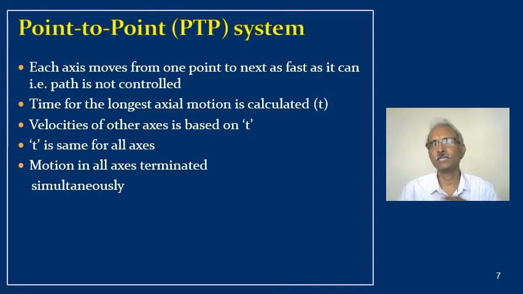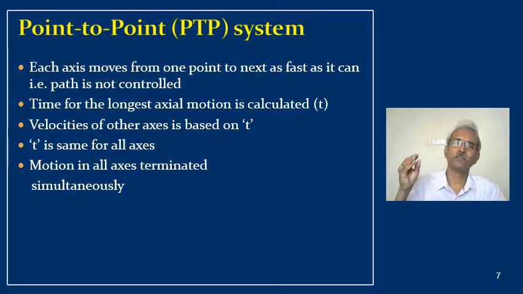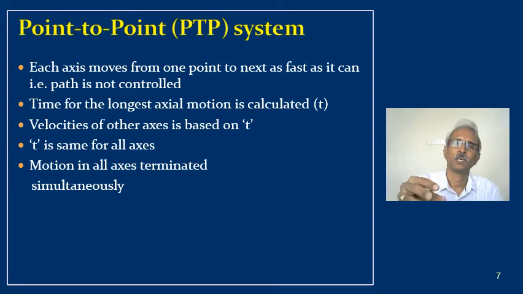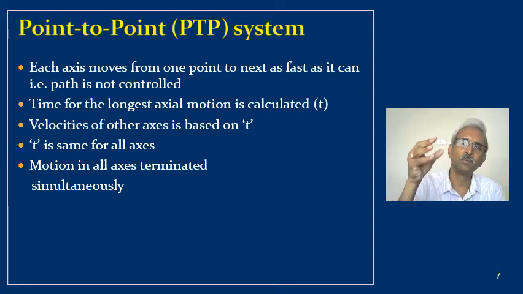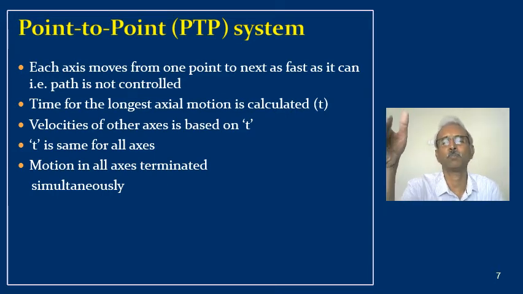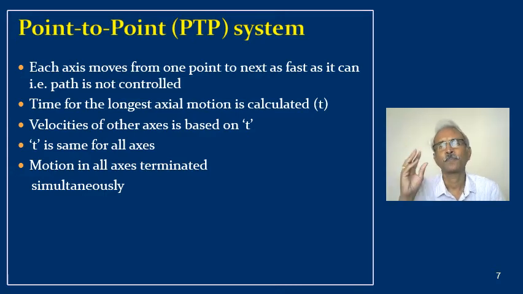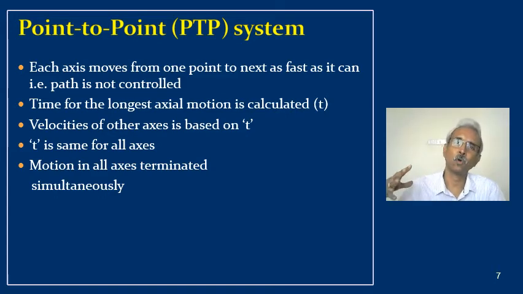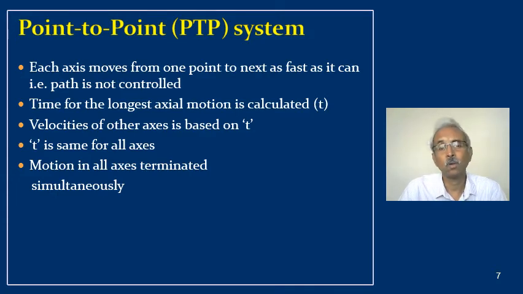So I told you the time is the same, 10 seconds, whereas the velocities are different. When I move my hand from here to here, once I reach the target, all the motion should be stopped. It's not like one arm has reached its position and the other arm keeps moving. That should not happen. When the end effector reaches the target, the motion of all the axes should stop. So that's what you mean here: a motion in all axes is terminated simultaneously.